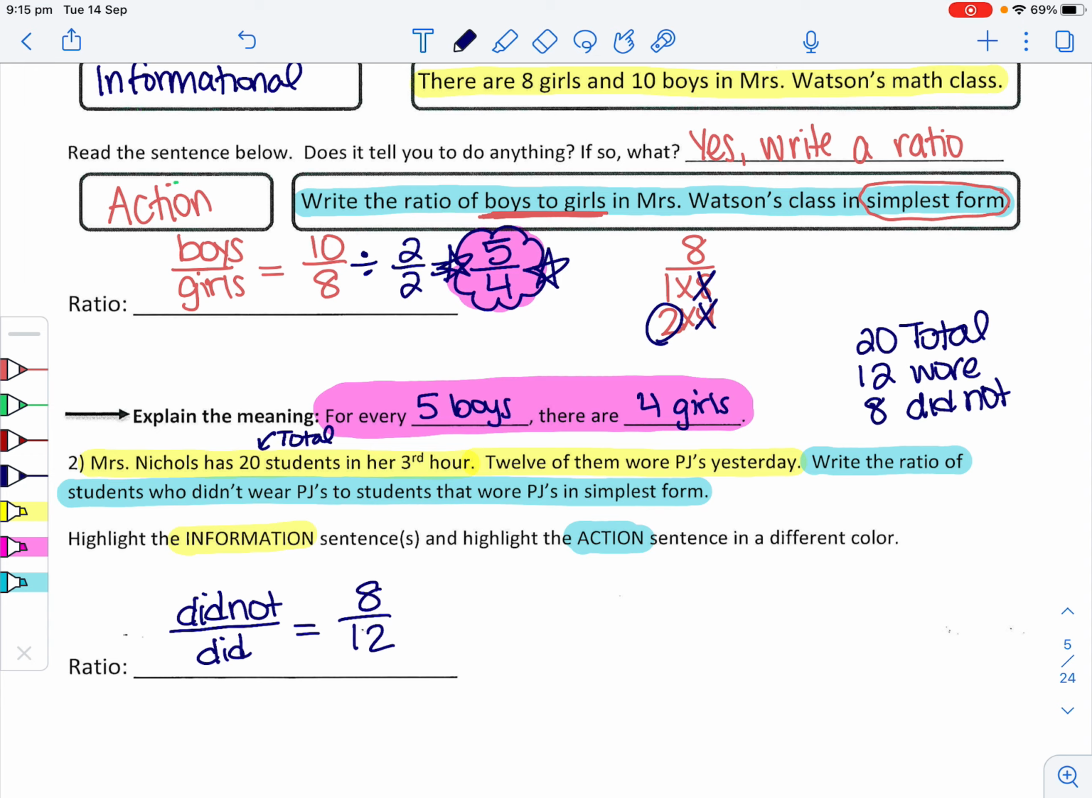So now I'm going to use the 8 to find my greatest common factor. 1 times 8, 2 times 4. 8 does not go into 12. 4 does go into 12. So I'm going to divide both the top and the bottom by 4. 8 divided by 4 is 2, and 12 divided by 4 is 3. So this is the ratio that I'm going to use to explain my meaning.